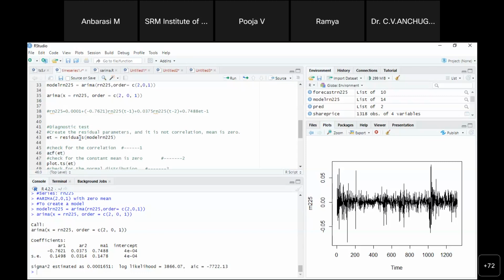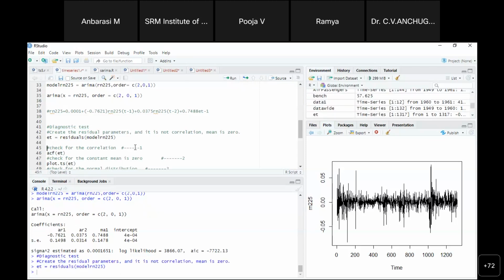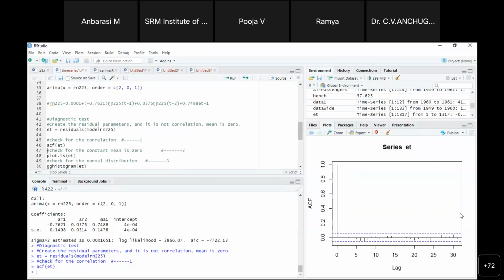Okay, so when you execute this residual parameter, we have to check whether there is any correlation. When you observe the right-hand side graph plot, you can see that all are within this range only. None of the lags are above 0.1. So that means there is no correlation, and that means the mean value is 0. Okay, so the mean value is 0.